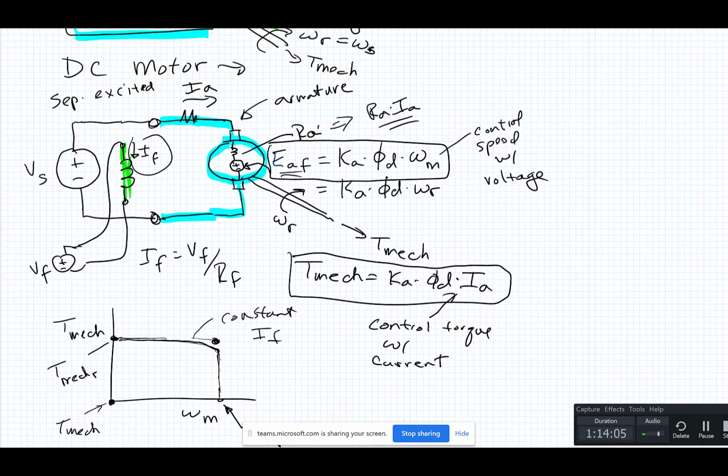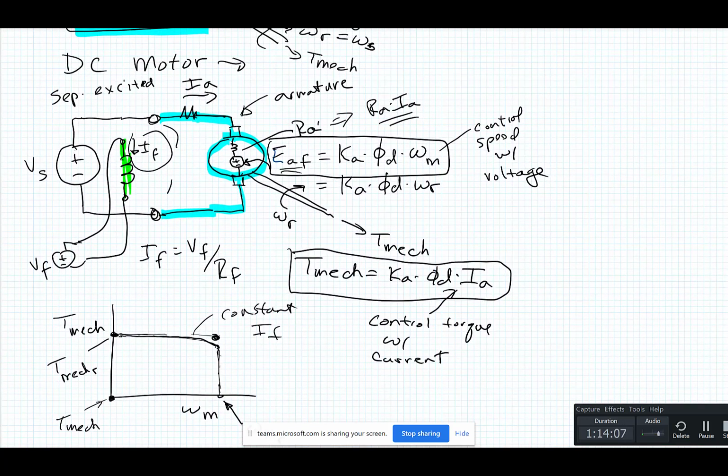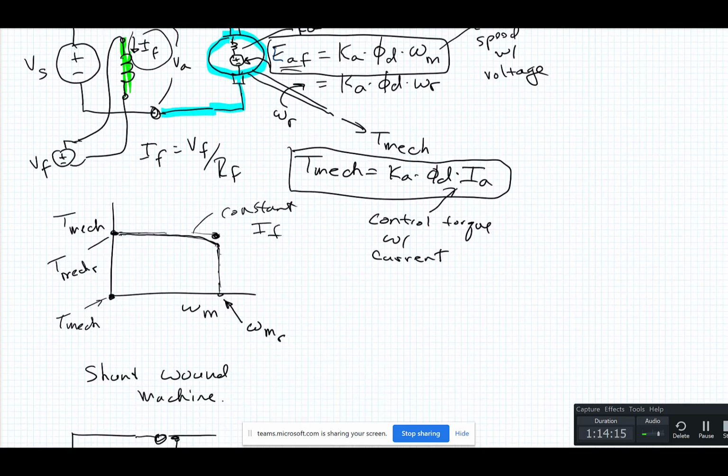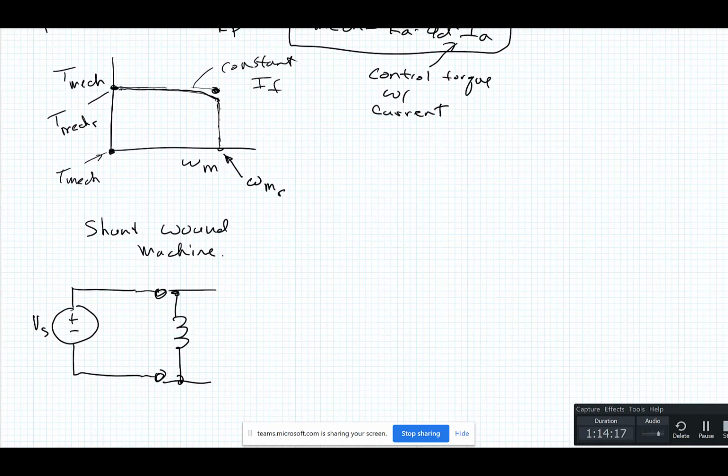This is VA, the voltage of the motor armature. And it's equal to VS for the separately excited. It's the same thing for the shunt. So this is VA. They usually put a little rheostat in here to control the field current.